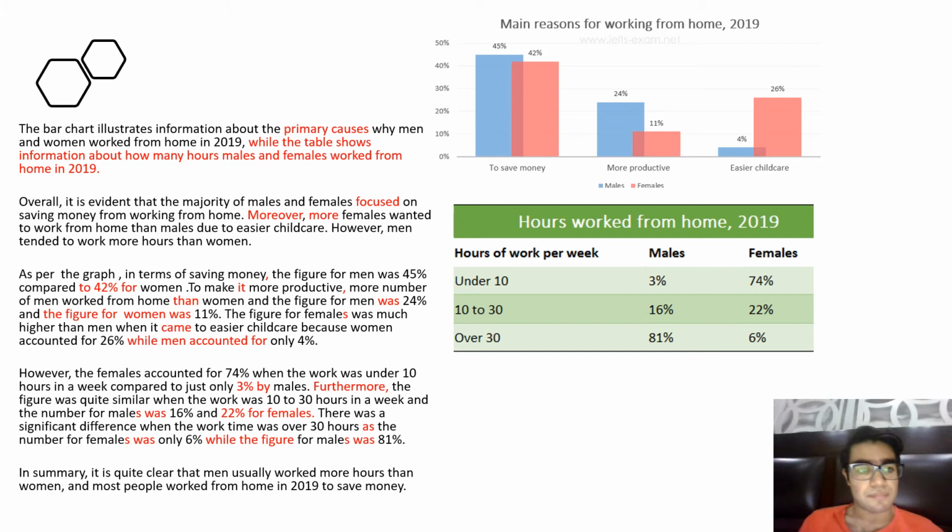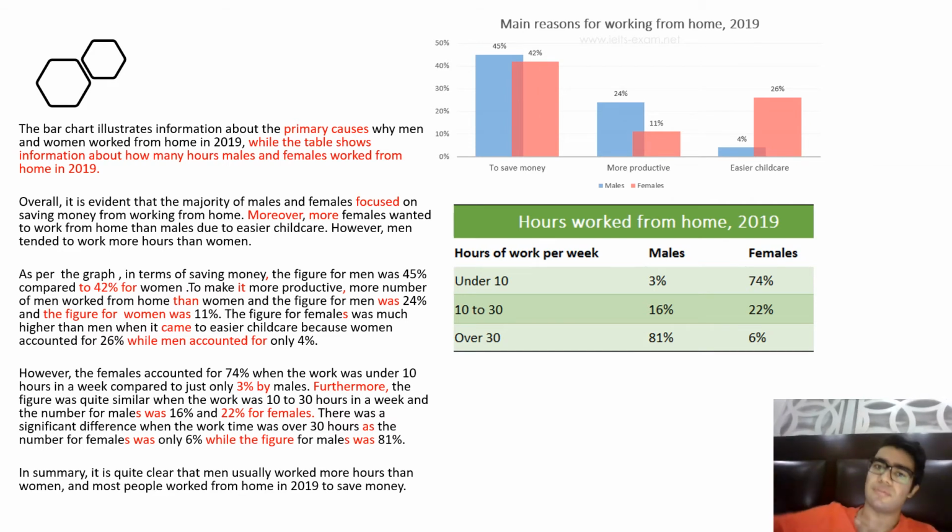So the introduction is: the bar chart illustrates information about the primary causes why men and women work from home in 2019, while the table shows information about how many hours males and females work from home in 2019. So note the difference. Rahat wrote that the bar chart and the table shows, but what I've done is that I first talked about the bar chart and then I put a comma and then I said while the table shows this X, Y, Z.